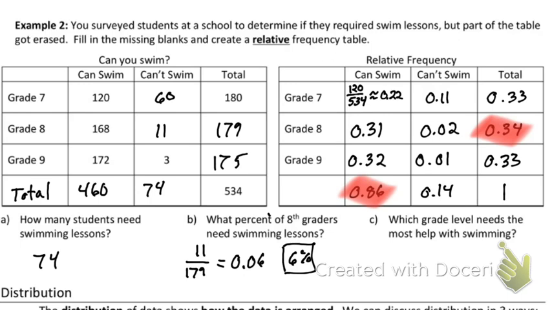All right, which grade level needs the most help swimming? Someone new. Come on, it's just looking at a chart and which one has the, Krupa. 7th graders have 60 that can't swim. So we'd say 7th.